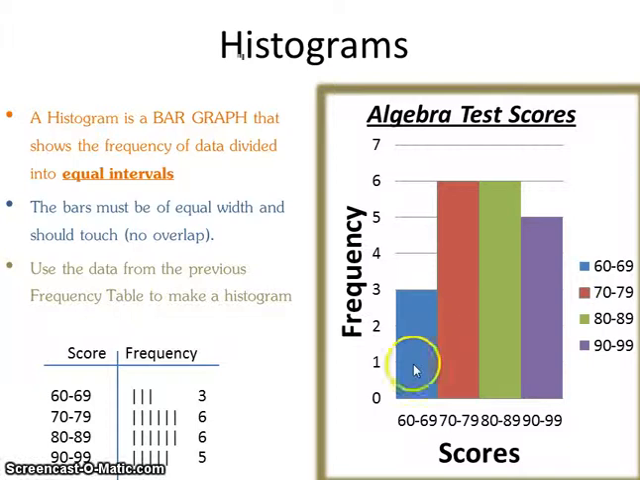Again, the bars must be of equal width and they should not touch. They should touch, but they should not overlap. So if you'll notice, for the blue, we go up to the frequency of 3 and we fill that bar in. Then next to it, right next to it, touching it but not overlapping it, we're going to go up to the 6 and fill that in, and so forth.